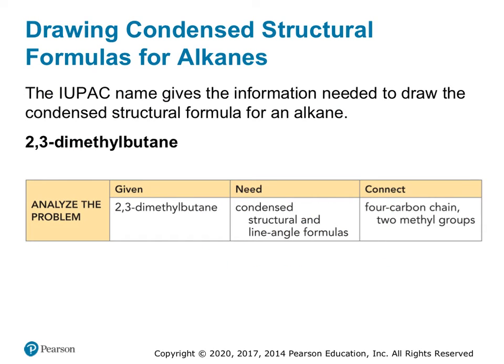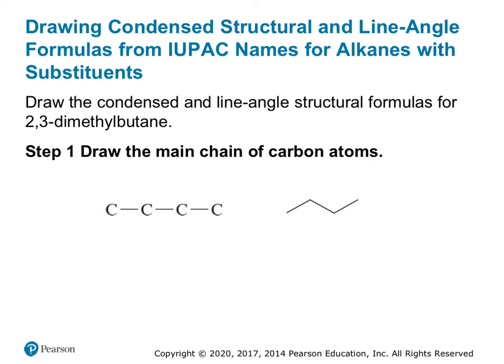We can work backwards. If given the name, we can come up with the structural formula. So if I'm going to try to draw the structural formula of 2,3-dimethylbutane, the first thing you want to do is draw the main chain or the parent chain. So here I see butane is my parent chain. So I've got 4 carbons, 1, 2, 3, 4. If you want to do the line angle formula, I see 1, 2, 3, 4 carbons right there.